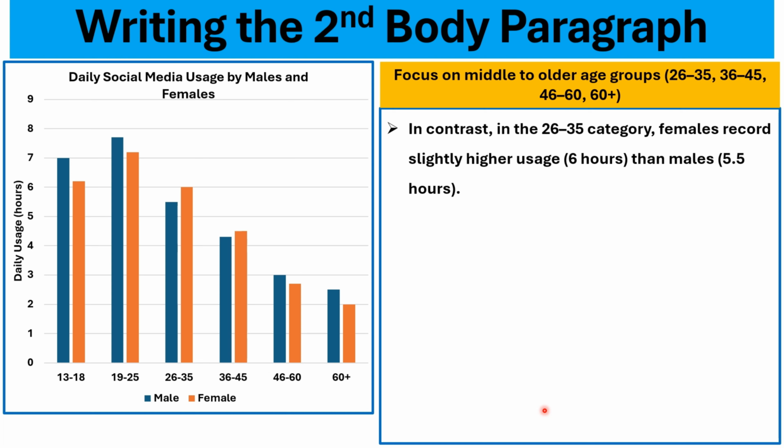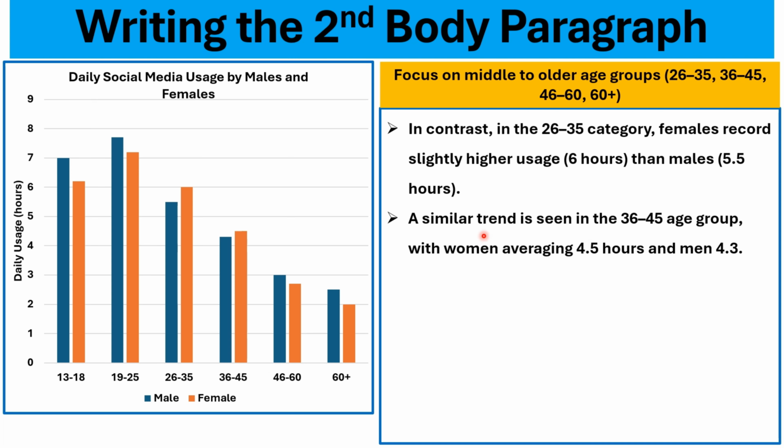To avoid repeating the same structure, we use a variation in phrasing and write this way. A similar trend is seen in the 36 to 45 age group, with women averaging 4.5 hours and men 4.3. Now we shift to the older age groups, where the original pattern, males using more than females, returns. To show this contrast clearly, we use a linking word like whereas.